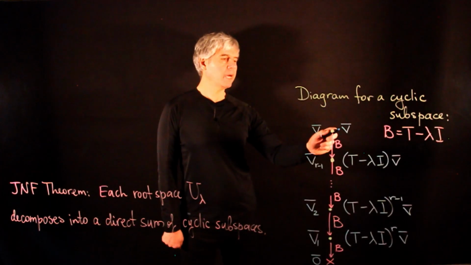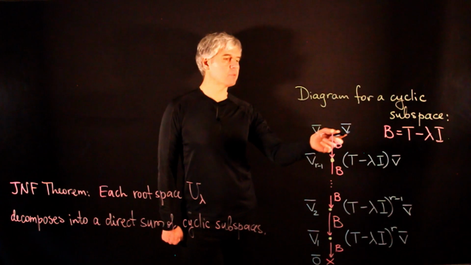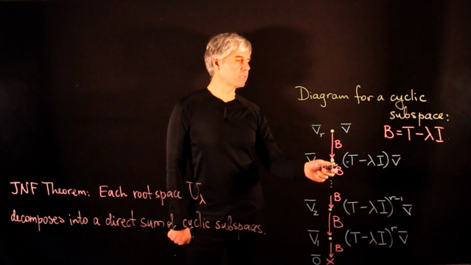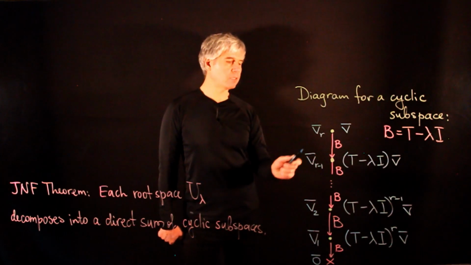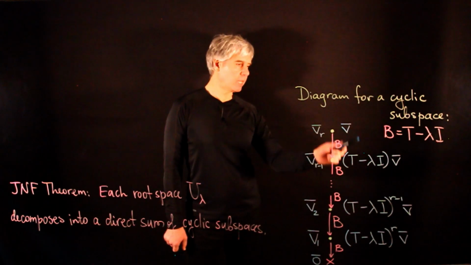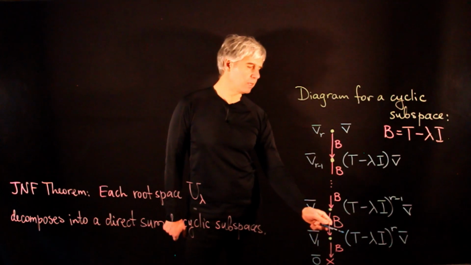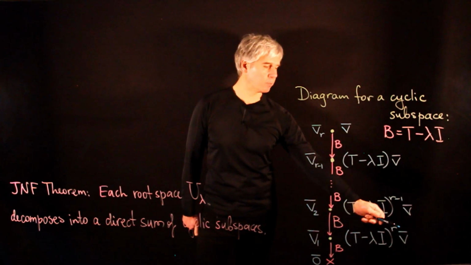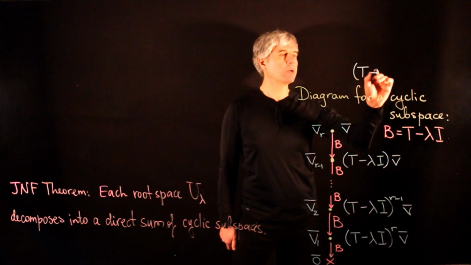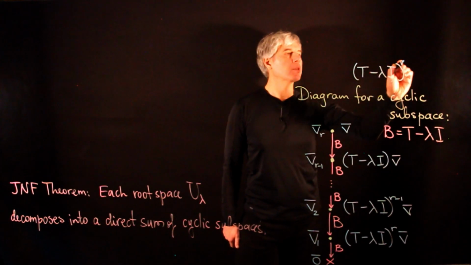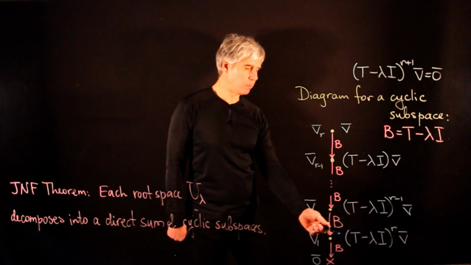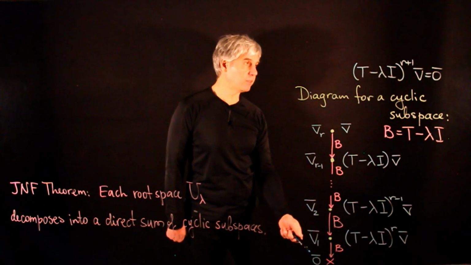Here on the top we have a vector that generates this cyclic subspace. We also denote this vector as VR. Then when we apply the operator t minus lambda I, we get vector VR minus 1, and so on. So when we apply this operator r times, we get the vector v1, which is t minus lambda I to the power r applied to vector v. But if we try to apply this operator one more time, then t minus lambda I to the r plus 1 acting on v will become a 0 vector. So when we apply this operator one more time, we kill the vector v1.